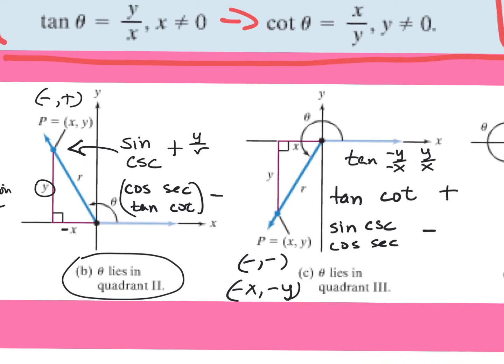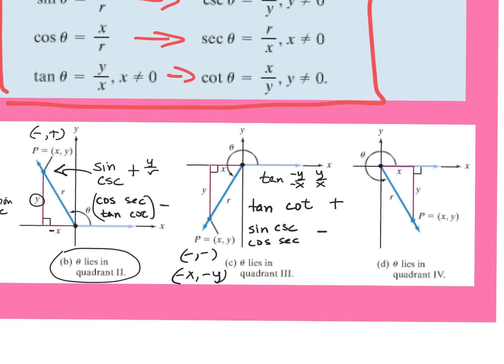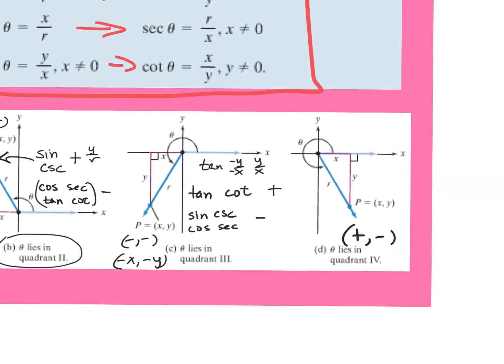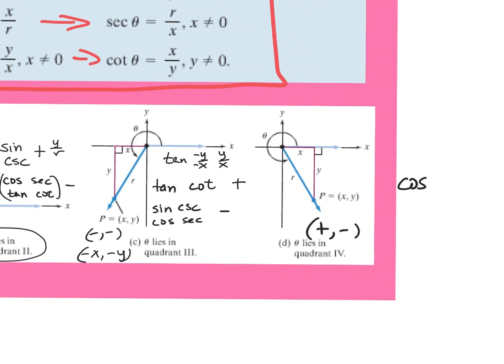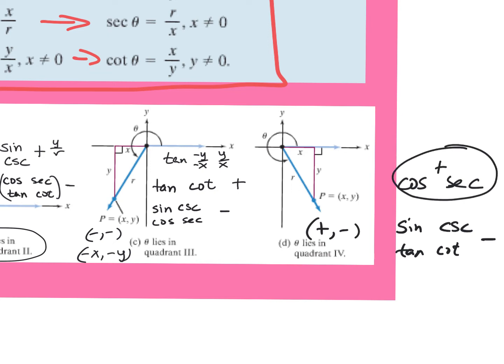Then in quadrant 4, the signs are going to be positive, negative. And the only functions that are going to be positive here are cosine and its reciprocal. All the other ones, sine, cosecant, tangent, and cotangent, are going to be the negative ones. Again, you can look at the signs because my x here is positive and my y is going to be negative, so all of the ones with a y are going to end up being negative.